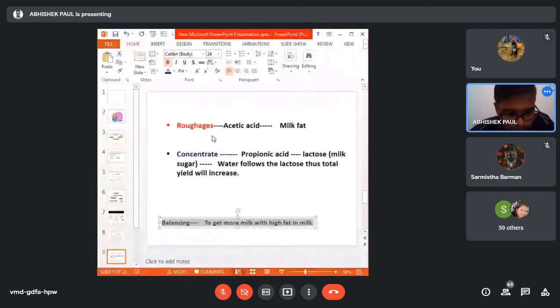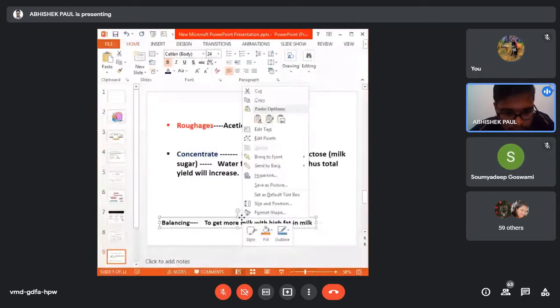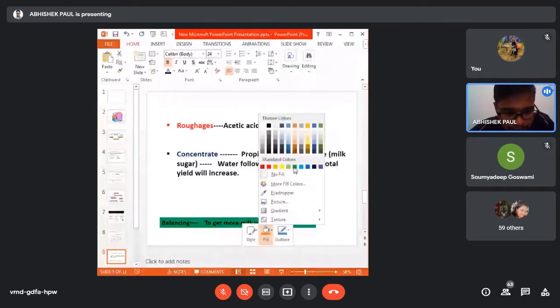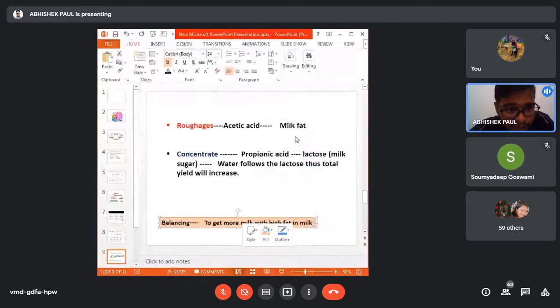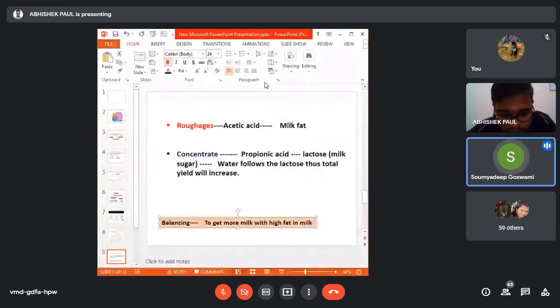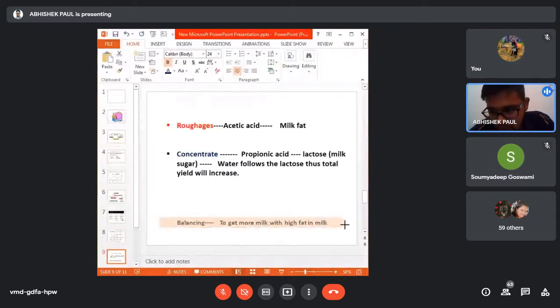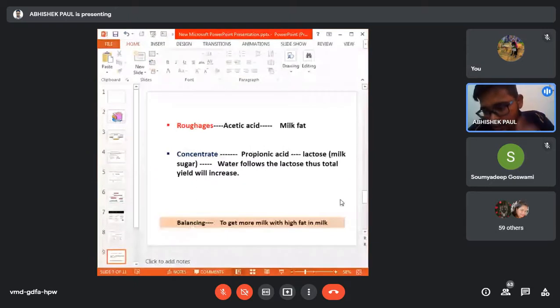So Somadev, now can you explain why we need to balance the diet in terms of roughage and concentrate? Yes, sir. You need to feed the cow roughage as well as concentrate, not only roughage, not only concentrate. If you feed only concentrate or only roughage, then you won't get more milk with high fat. Fat is important because the price of milk in Indian conditions depends on the fat percentage.